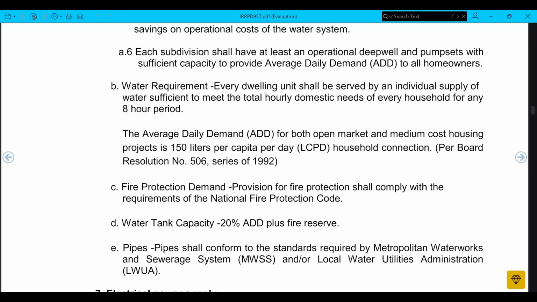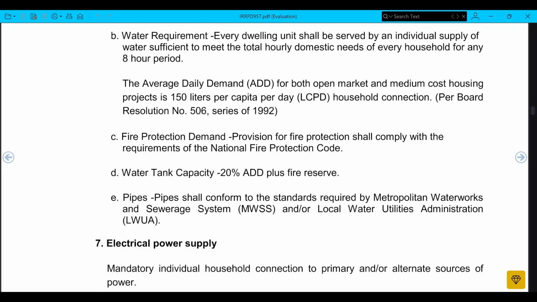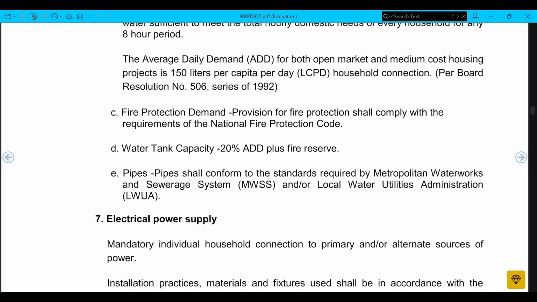C. Fire protection demand. Provision for fire protection shall comply with the requirements of the National Fire Protection Code. D. Water tank capacity. 20% average daily demand or ADD plus fire reserve. Pipes. Pipes shall conform to the standards required by Metropolitan Water Works and Sewage System MWSS and or Local Water Utilities Administration LWUA.